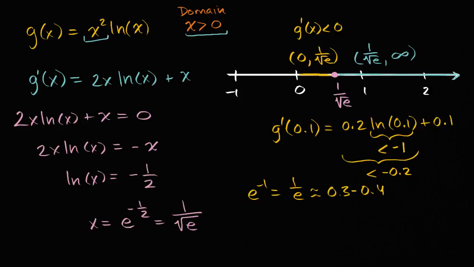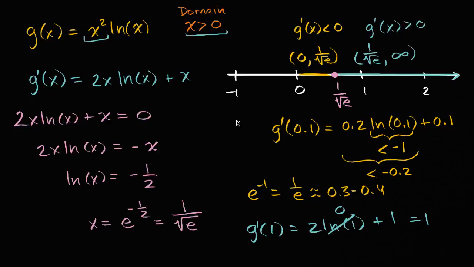And let's see what's going on in this blue interval. This will be easier. We could just try out the value 1. So g prime of 1 is equal to 2 times the natural log of 1 plus 1. The natural log of 1 is just 0, so all of this simplifies to 1. So over this blue interval, I sampled a point there, and g prime of x is greater than 0.